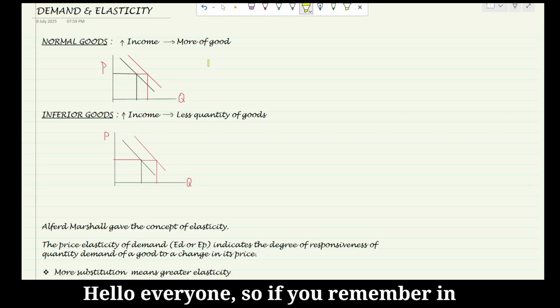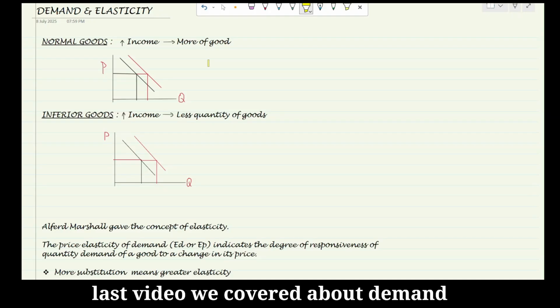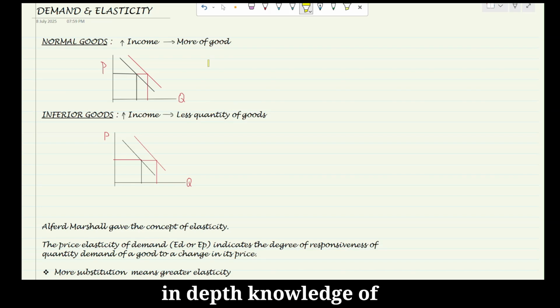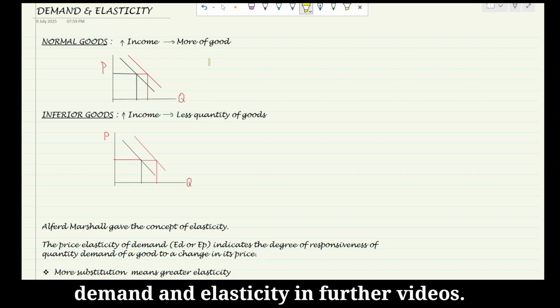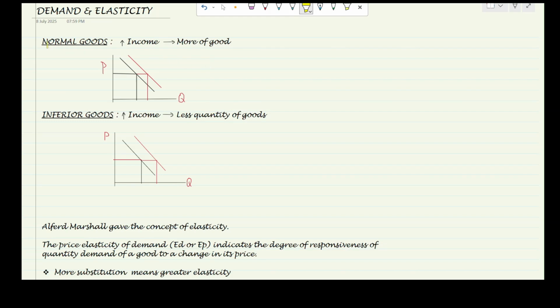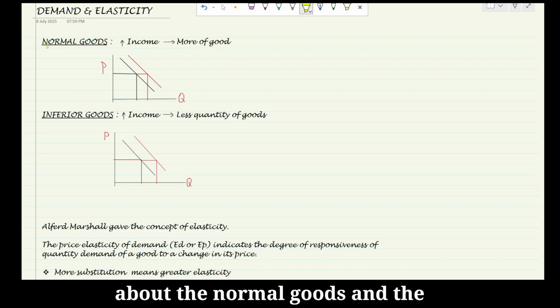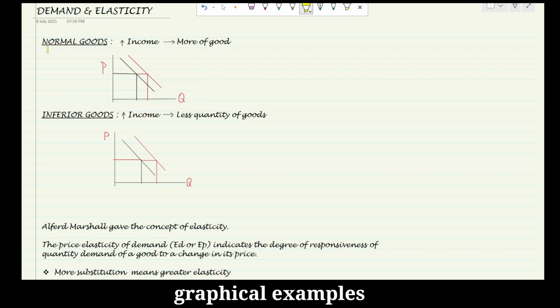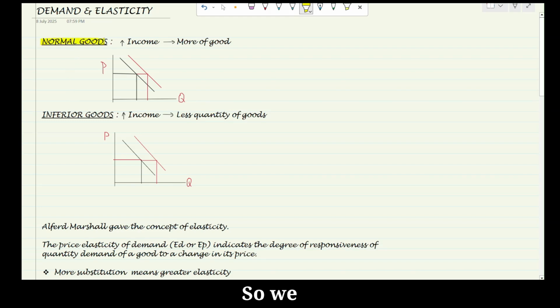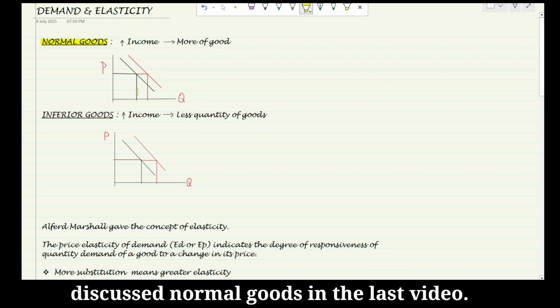Hello everyone. If you remember, in the last video we covered demand, and as I told you, we'll have a more in-depth knowledge of demand and elasticity in further videos. So in this second video we are going to look at normal goods and inferior goods through graphical examples, and then we will learn about elasticity. So we discussed normal goods in the last video.